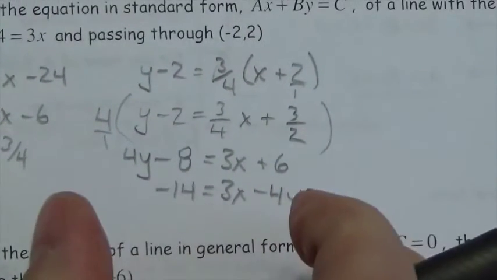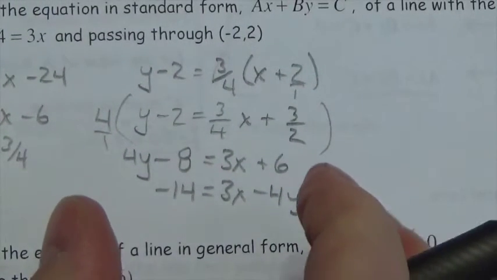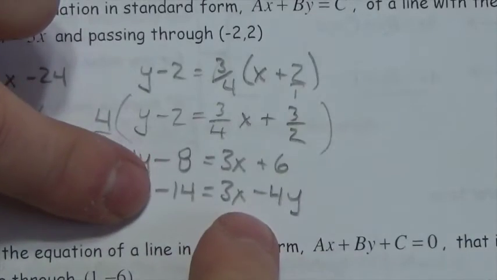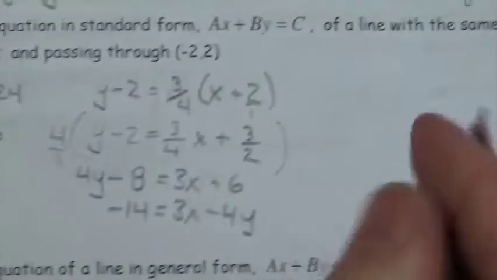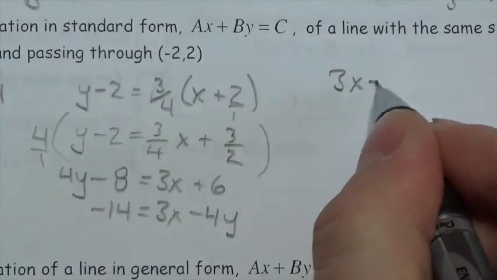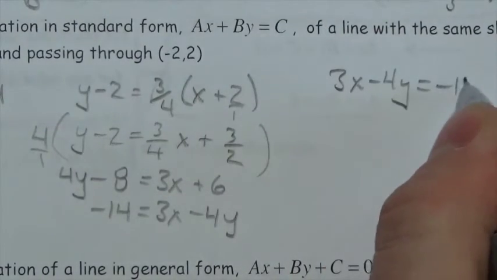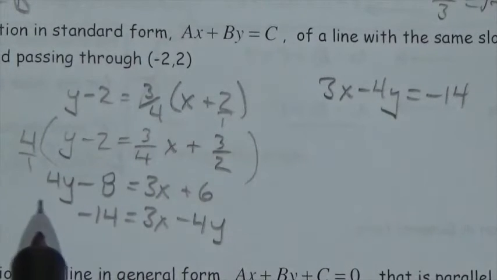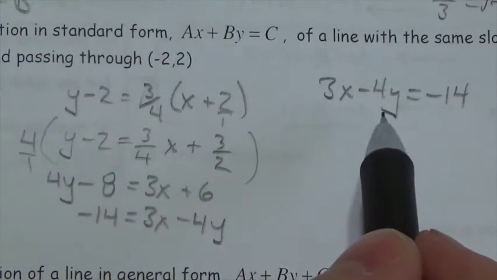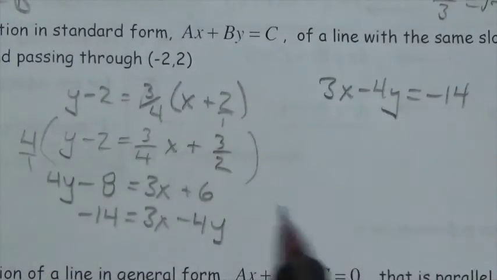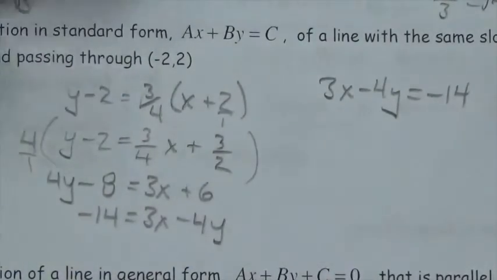All right, good. Now that is technically in standard form. Now, if you don't like the way that looks, bear in mind with equality, if it's written this way, it's just the same as making this 3x minus 4y equals negative 14. I mean, if negative 14 is equal to 3x minus 4y, then 3x minus 4y is equal to negative 14. You can write it in this way if you'd like as well. But there we go, standard form.